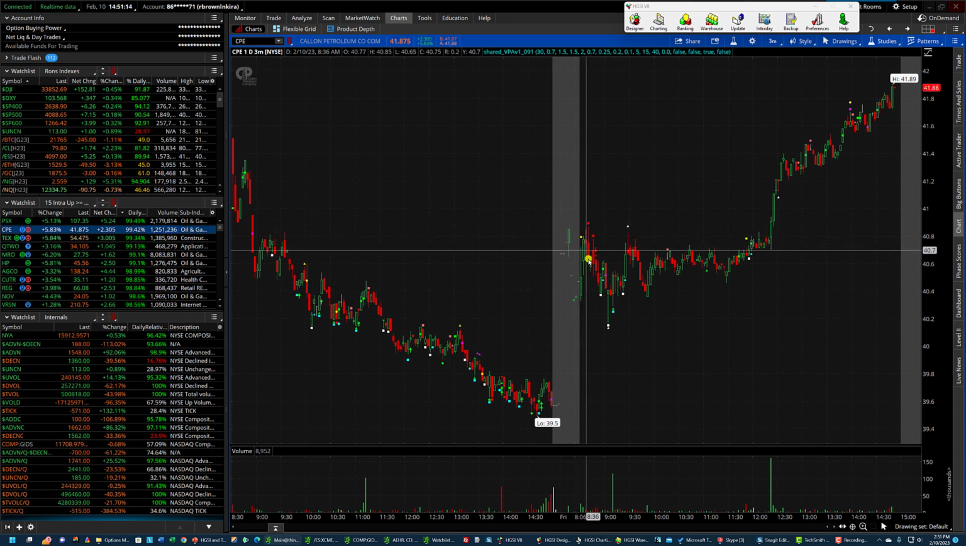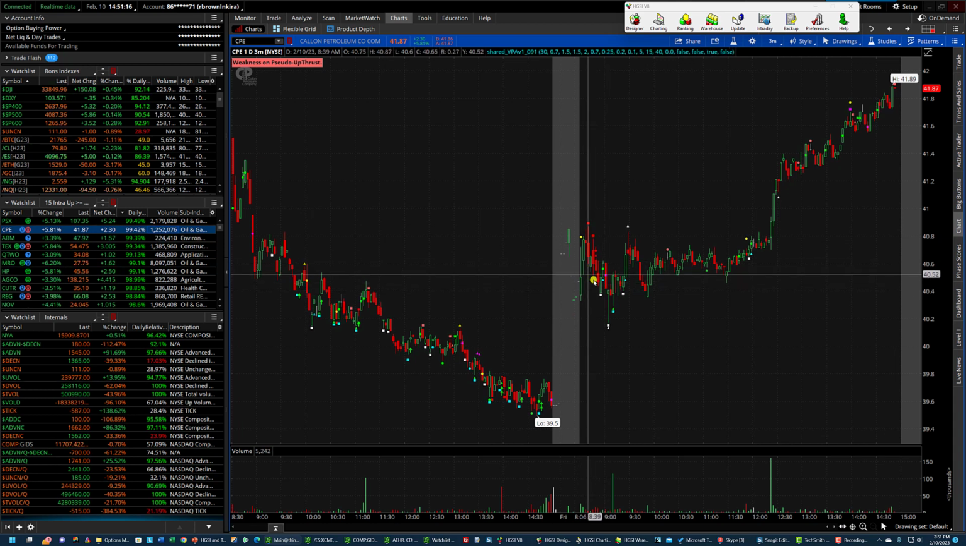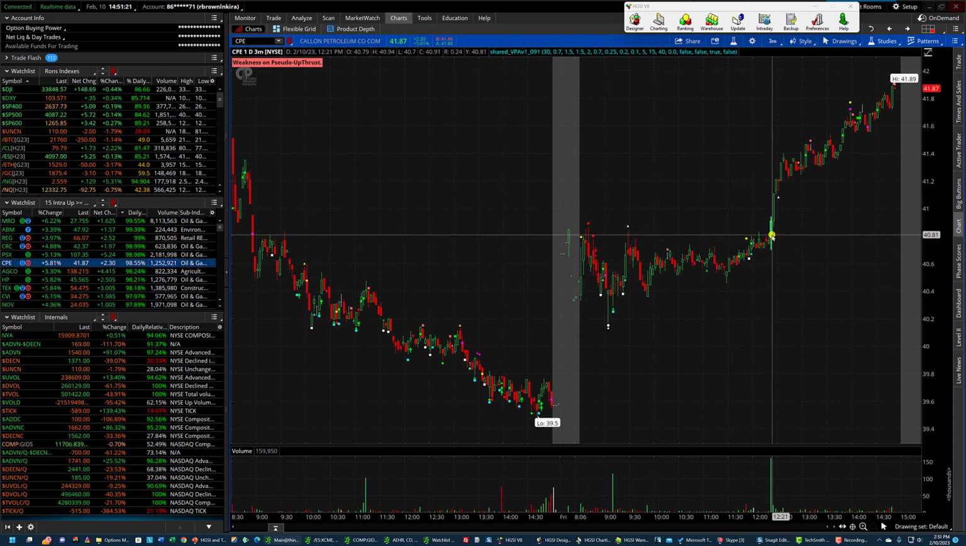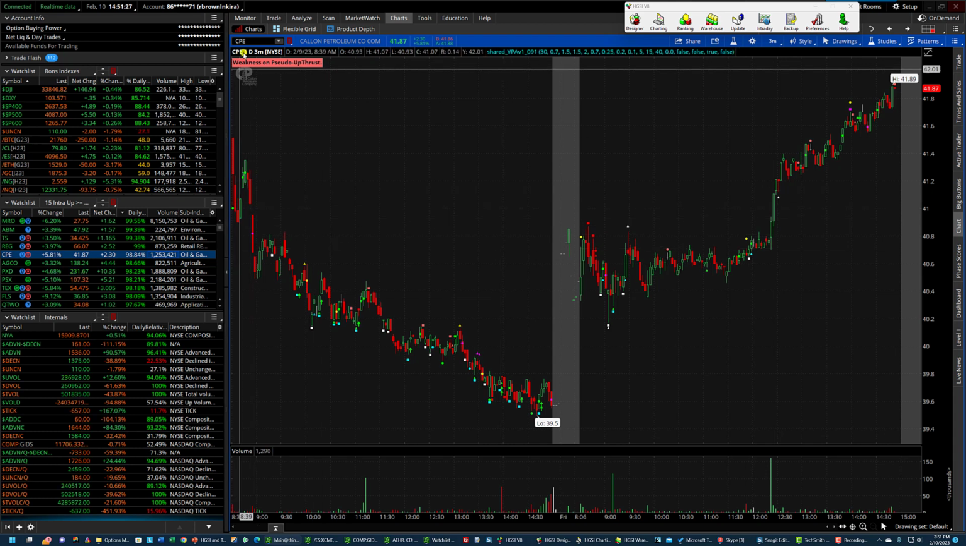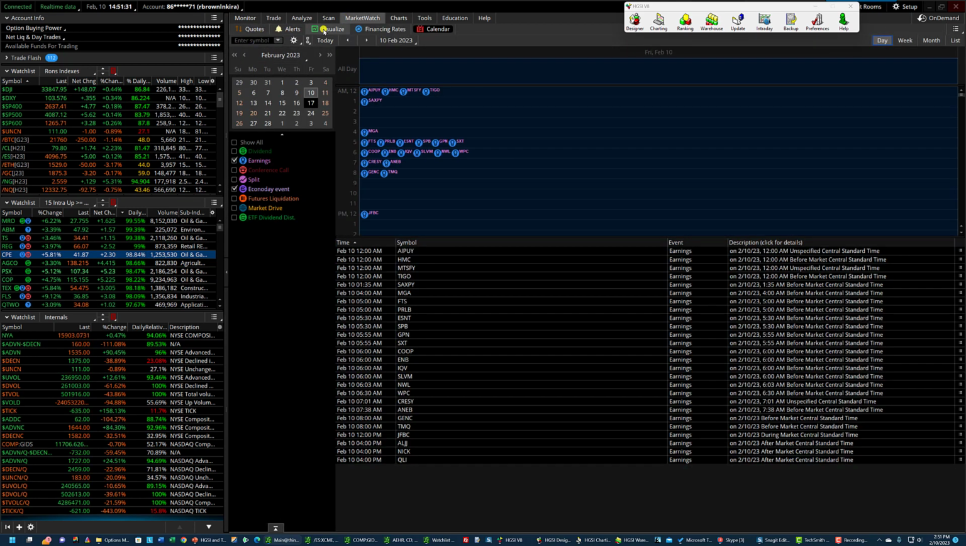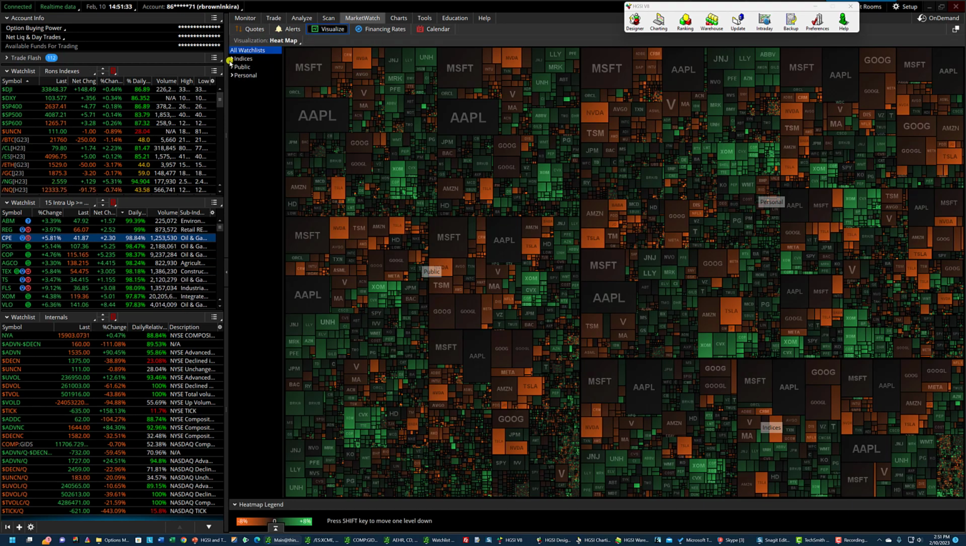And you can see on the 3-minute chart that it bounced back and forth. Had a pretty long base for a 3-minute chart, and then finally it broke out, or it started going up with the rest of the group. Now let's go in here, market watch, and I'm going to go to visualize.